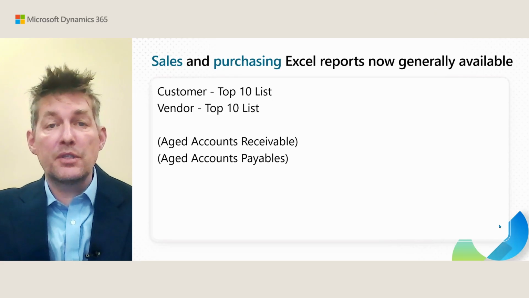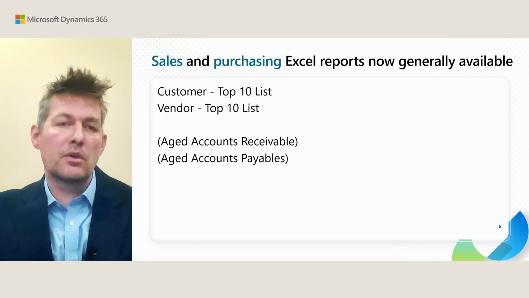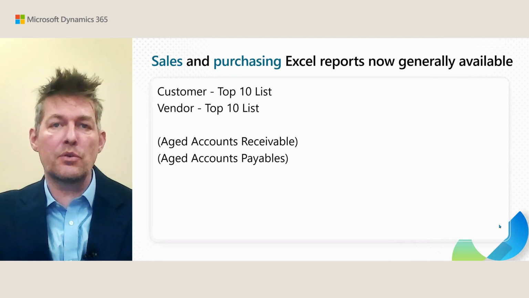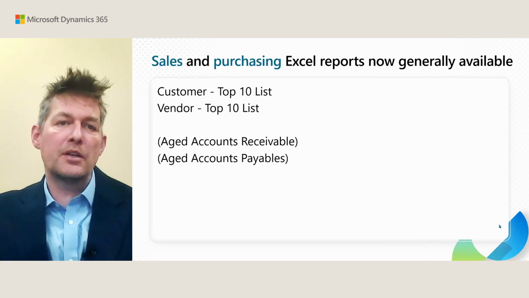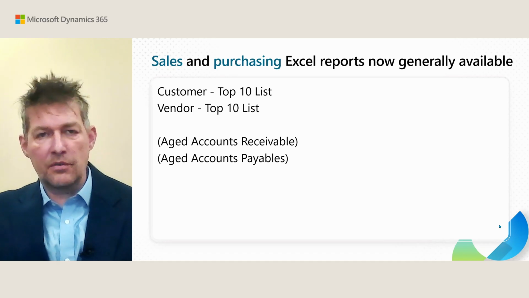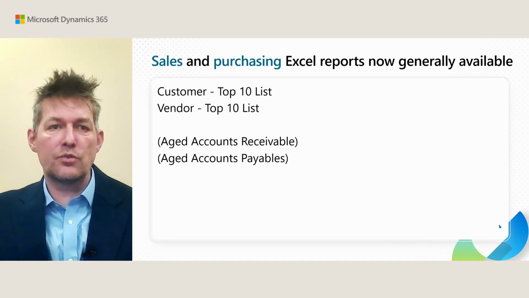So that's what we have for finance. And this is just one of the finance reports that is now generally available in version 2025, release wave 1. Within the areas of sales and purchasing, we also made generally available 2 new Excel reports, or maybe 4 if you also account for, or if you think of, the aged accounts receivables or payables reports as being in this area. They are of course finance, but they are heavily related to sales and purchasing. So there are 2 new reports here: customer top 10 and vendor top 10.